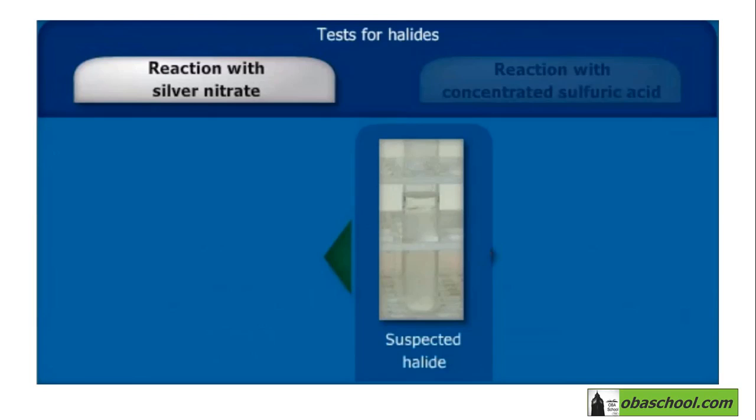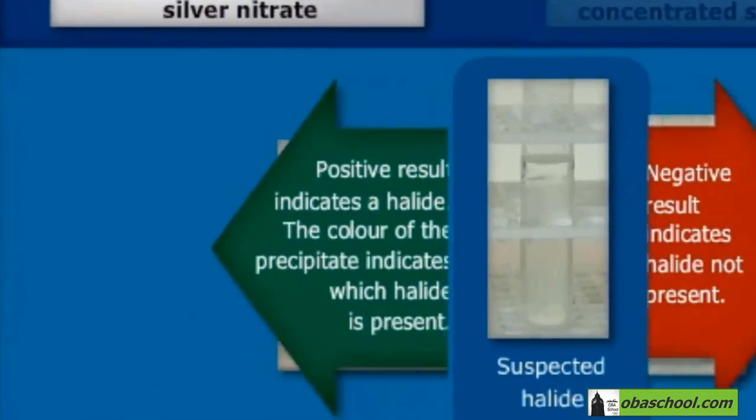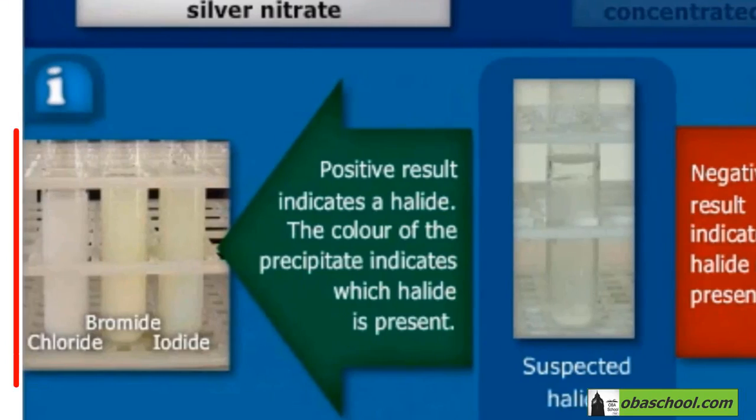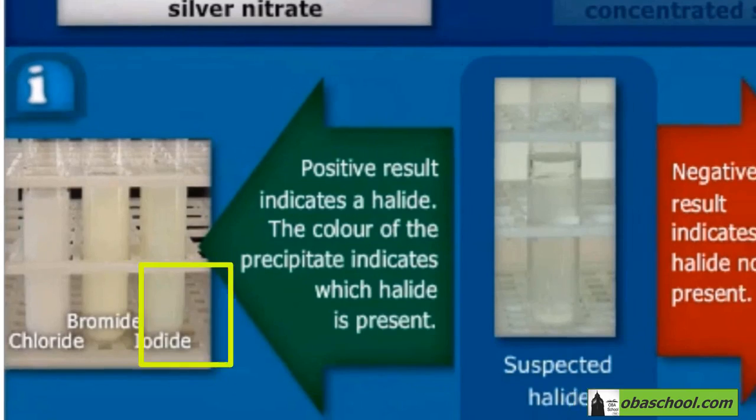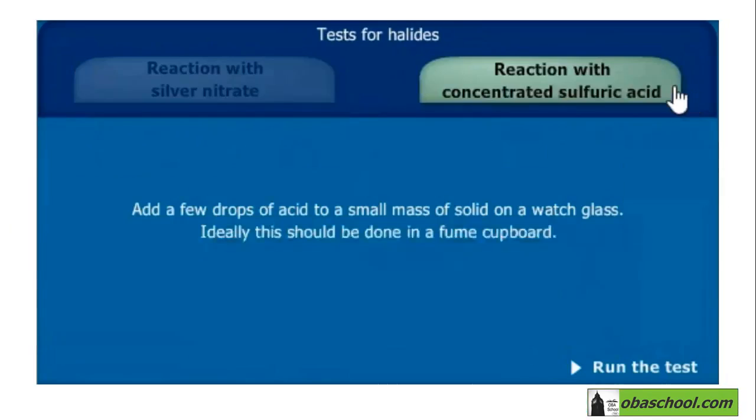Let's observe another test for halide. We're going to run the experiment again with silver nitrate. Here in the middle we have the test tube that we suspect to have a halide inside. If it is positive and there is a halide, you will observe white for chloride, cream for bromide, and pale yellow for iodide. If it doesn't carry any halide, it will not give any precipitate.